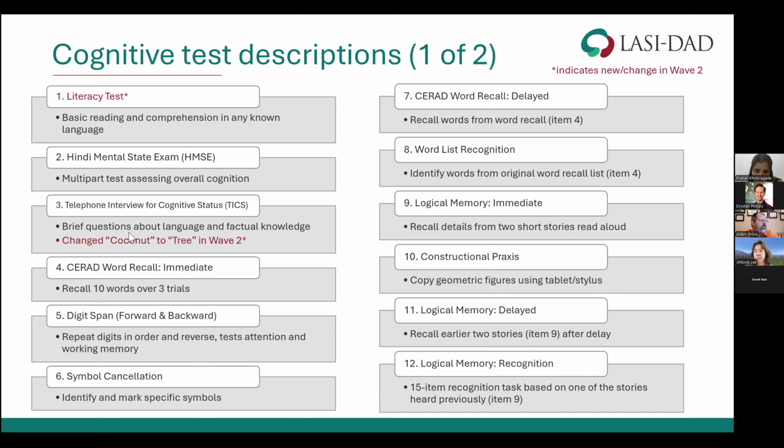Then we have constructional praxis. This tests visuospatial skills by asking participants to copy geometric figures using a tablet and stylus. Then we have logical memory delayed. So we ask the respondent to remember the earlier 2 stories that they heard. Then we have logical memory recognition, where there is a 15-item recognition task based on one of the previously heard stories.